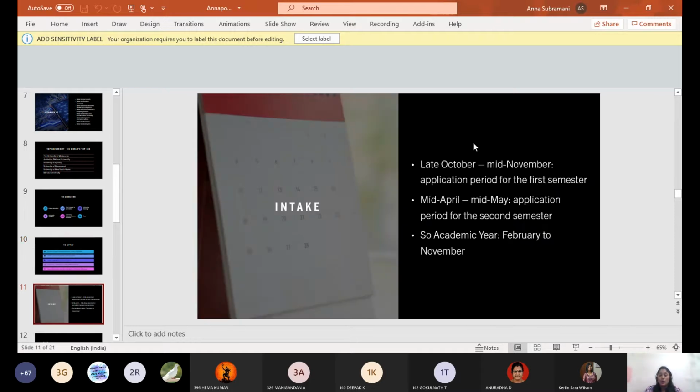Most universities have only 2 intakes. One starts around November, and for that you need to apply by October. The other one, you need to apply between April and May. The academic year here is like this: your first semester starts in February and goes for 3 months till June. Then you have a month break from June to July, and you start your semester in July and finish it in November. So here we have 4 months of holiday after every academic year.